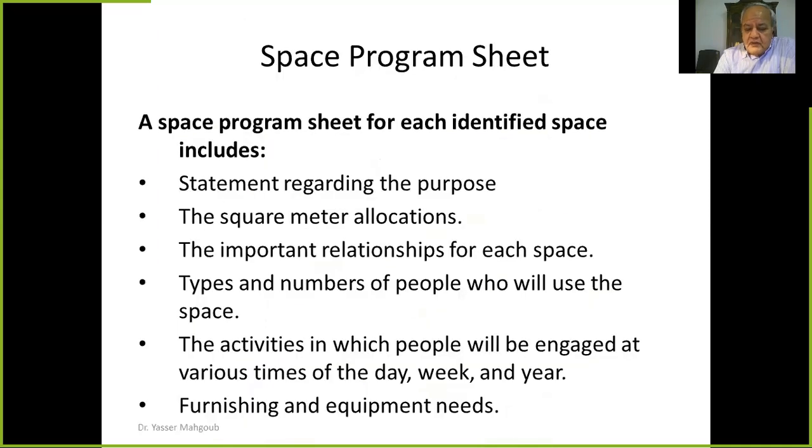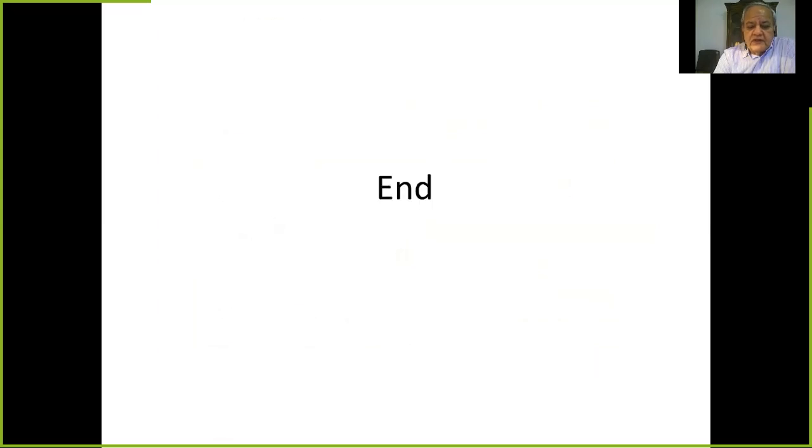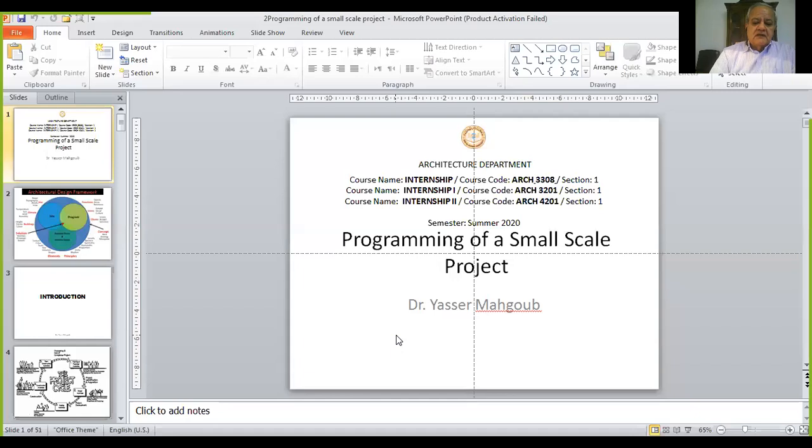So for complex projects, we develop what we call a space program sheet. For each room or each room type, we develop a performance data or space program sheet that identifies the name of the space, its function, its area, and any critical factors, and a bubble diagram of its relationship to other activities. So that is the part about the program.